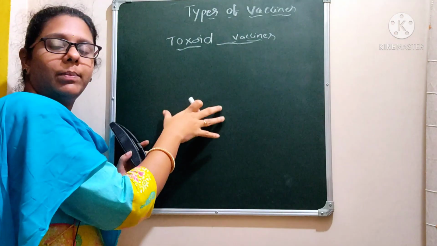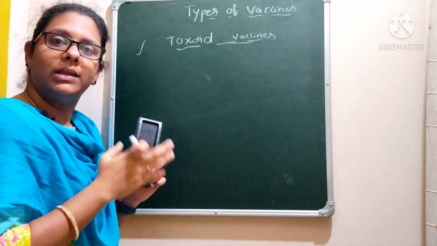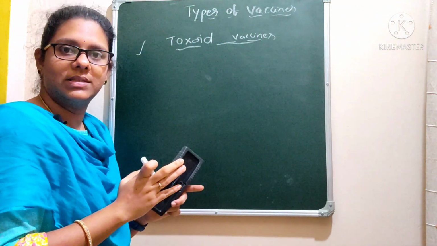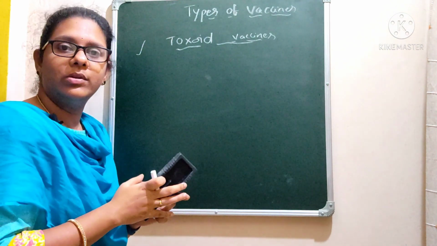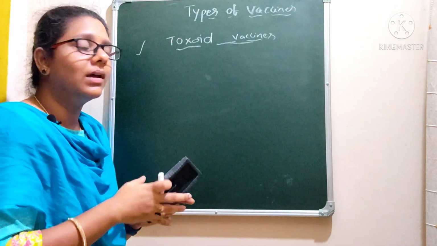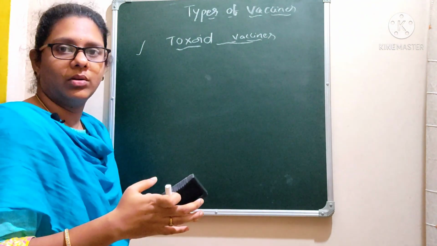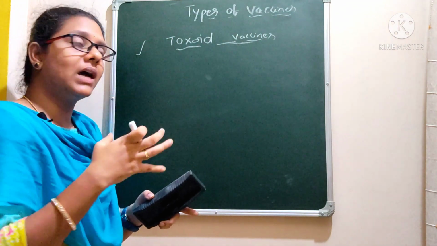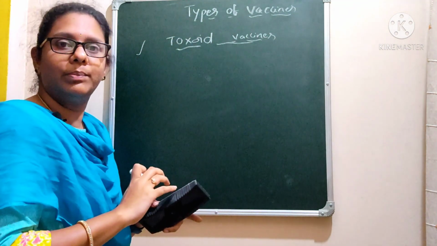Coming to the other type of vaccines, that are toxoid vaccines. We all know that the bacteria will produce certain toxins, right? If you take an example of Clostridium botulinum, it produces a botulinum toxin. Bacteria will produce exotoxins as well as endotoxins. So here our target is to prepare toxoid vaccines. Let's see how these vaccines are prepared.